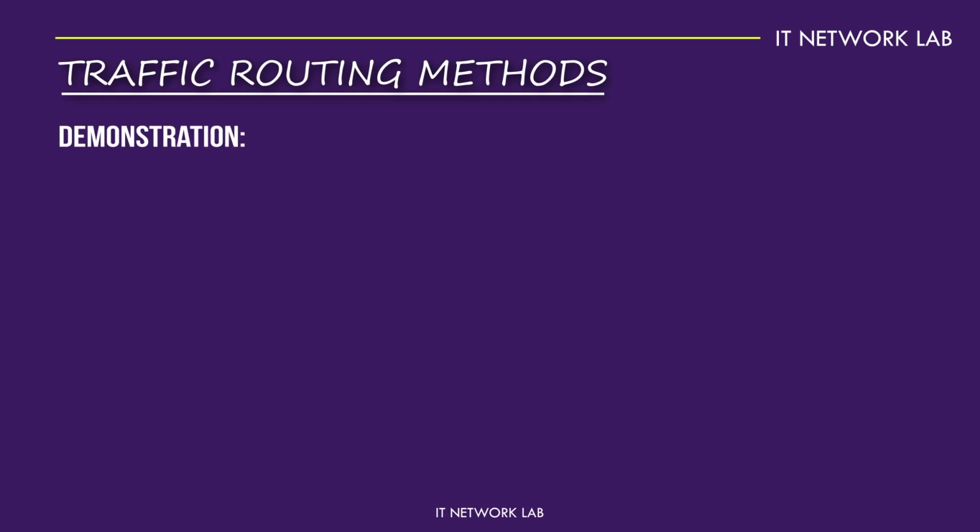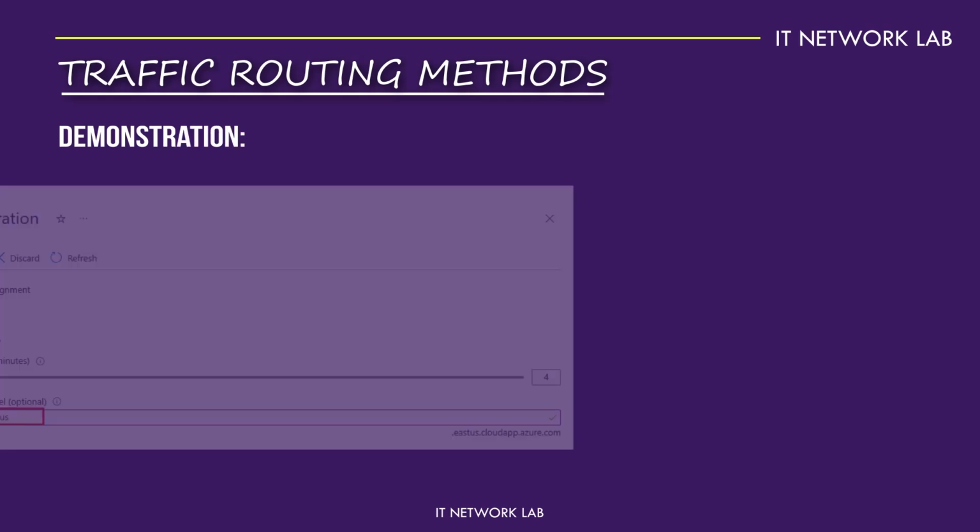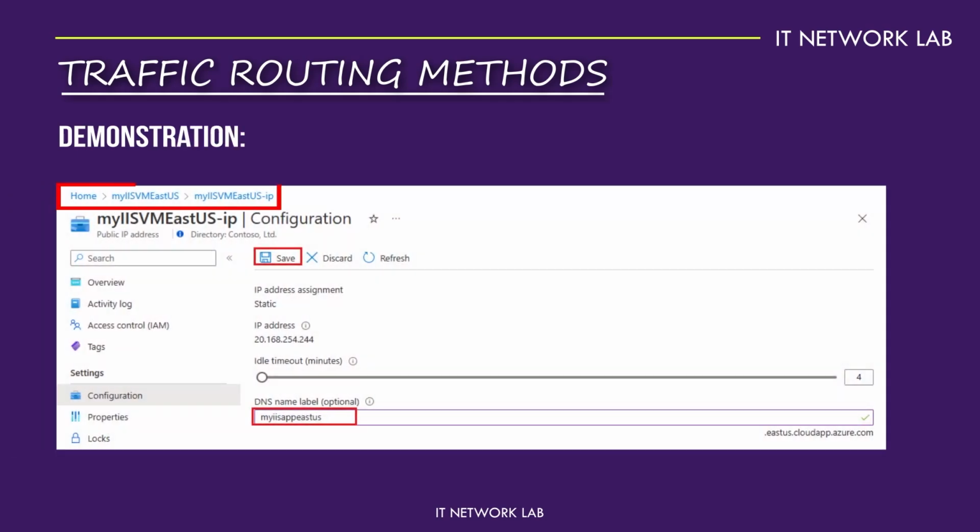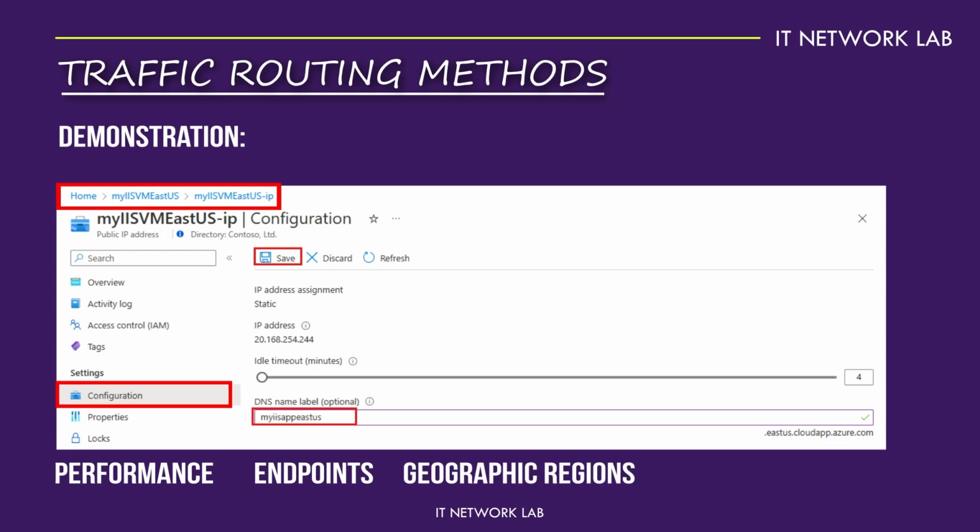Demonstration. To configure performance routing, go to the Azure portal, navigate to your Traffic Manager profile, and select the Configuration tab. Choose Performance as the routing method, add your endpoints, set geographic regions, and save your settings. Traffic Manager will now direct traffic based on performance.